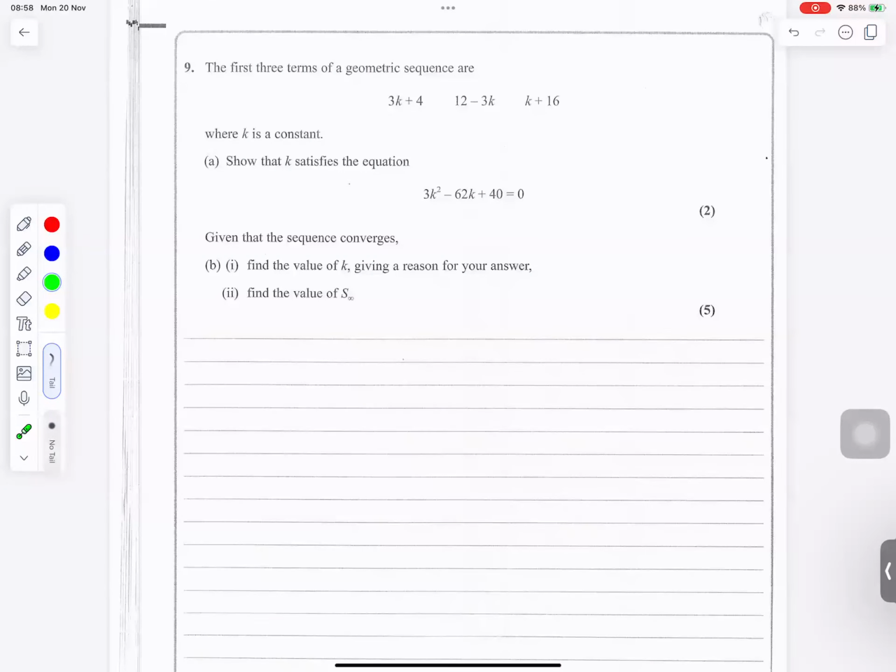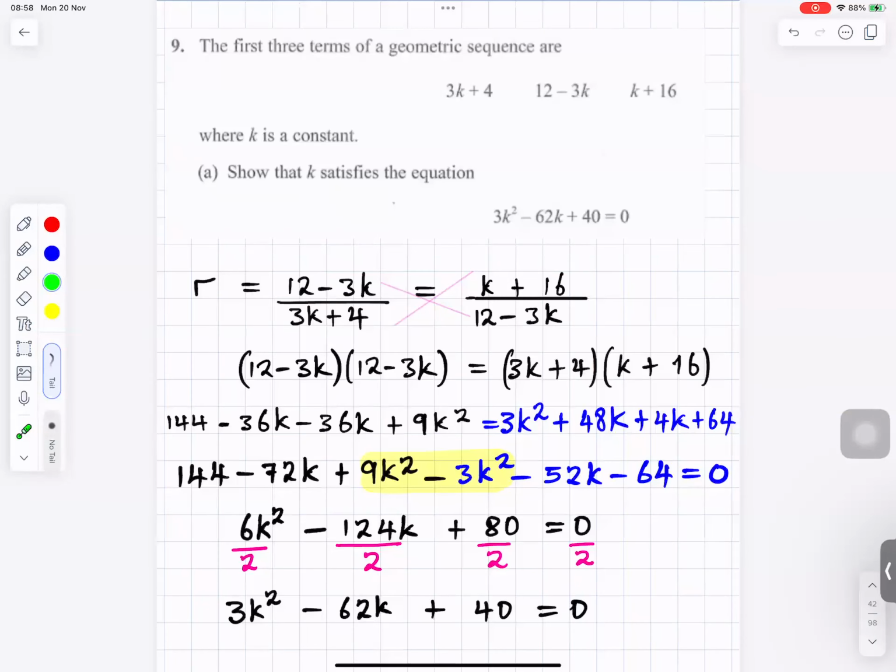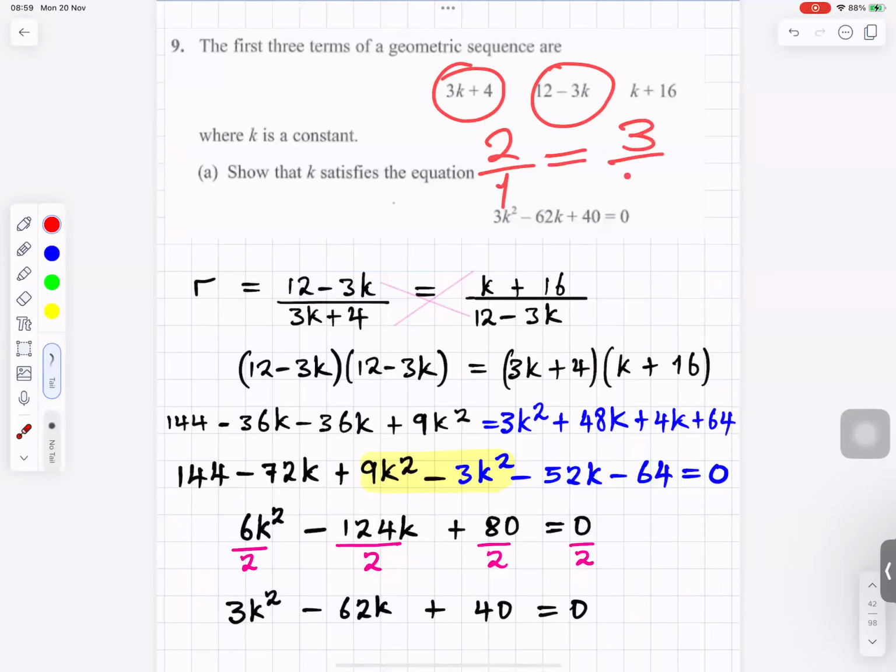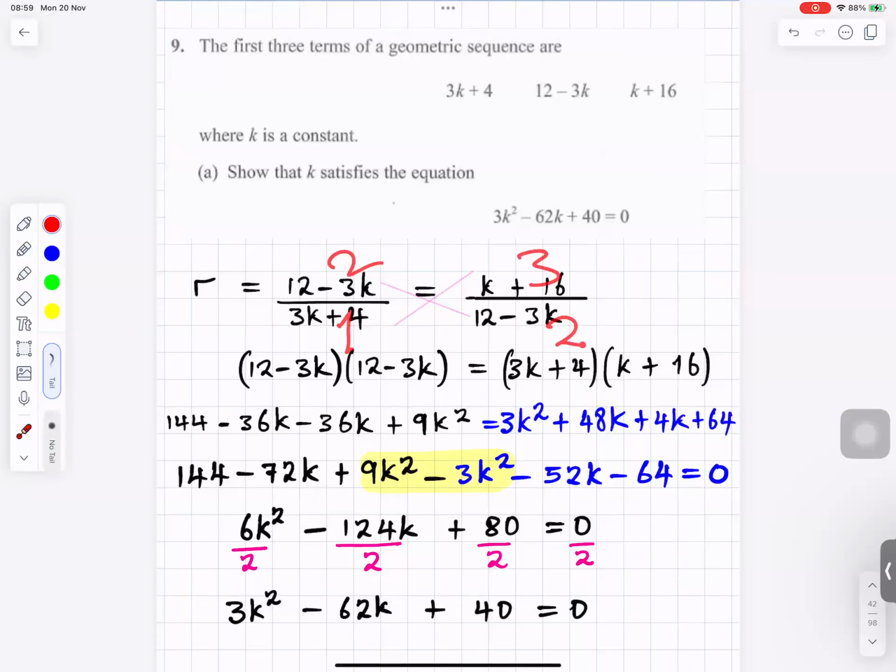Question number 9. They're giving you the first 3 terms in geometric sequences. The second term divided by the first is the same as the third divided by the second, and that's equal to the common ratio. Put that together, and then you cross multiply, and then you want to solve this equation.